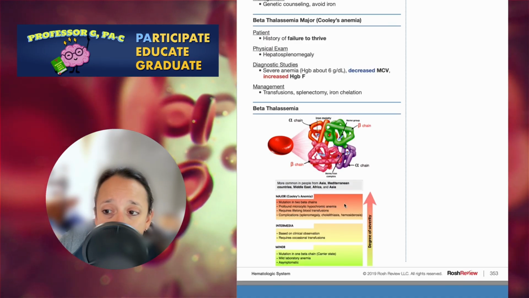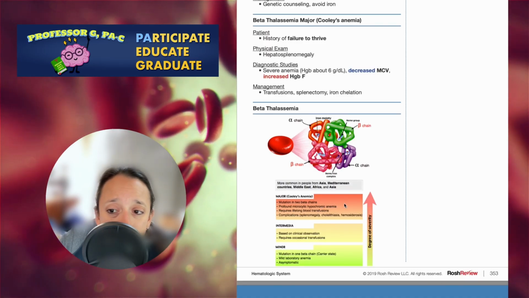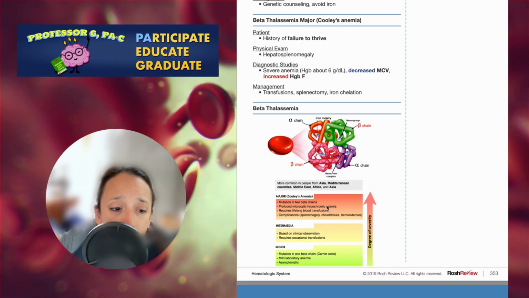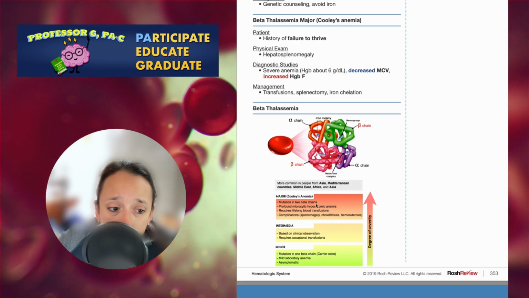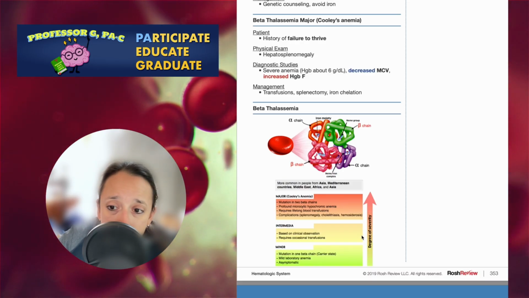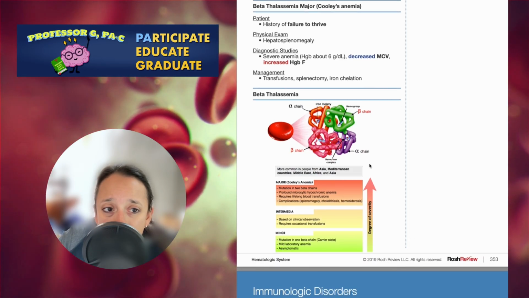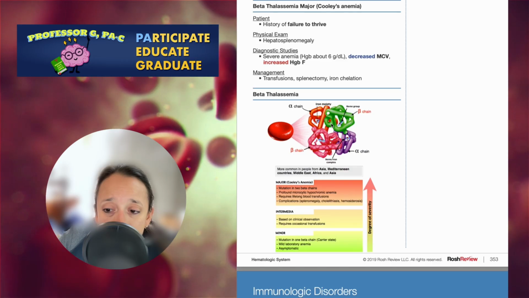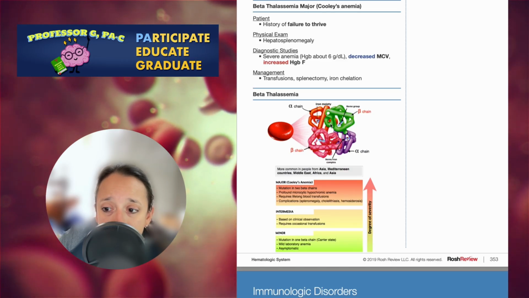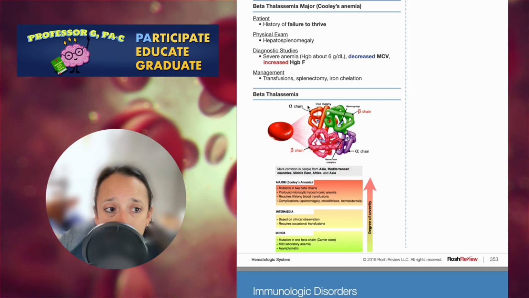And those have two non-functional genes, and they're severe, transfusion dependent, and they usually occur in early childhood. So here are the three: major, intermediate, and minor. On lab work, you'll see severe anemia, low hemoglobin, low MCV, and target cells on the smear.